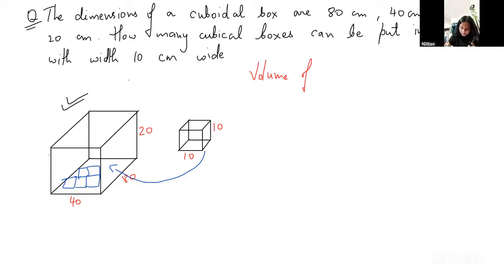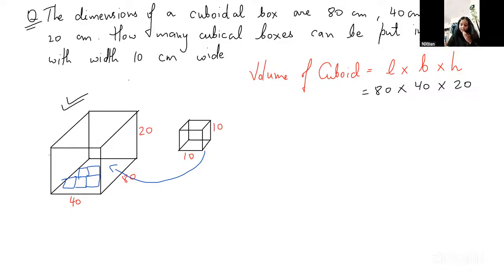Volume of cuboid. Formula, Joshua, tell me the formula. Formula for cuboid, ma'am. Yes, length times breadth times height. Very good. Length times breadth times height. Multiply 80 times 40 times 20.